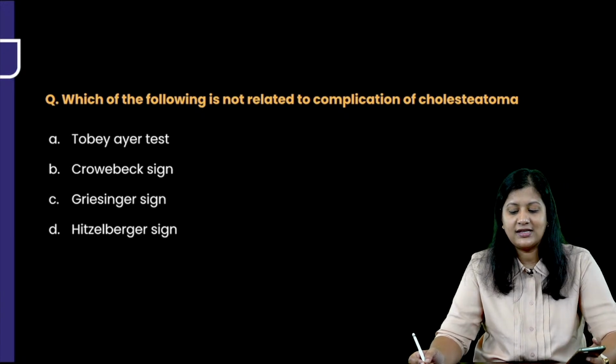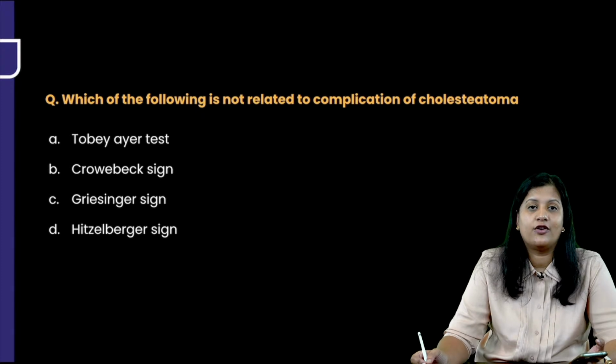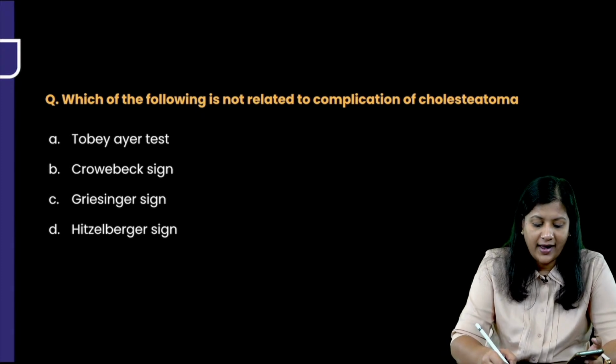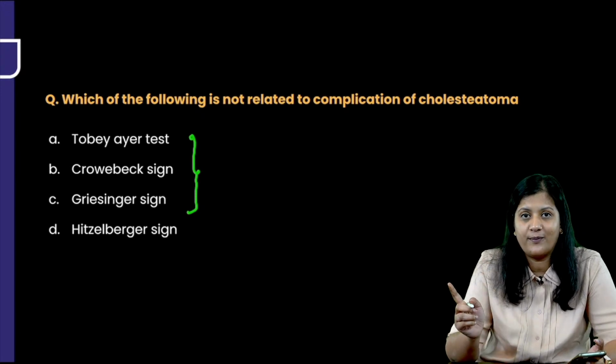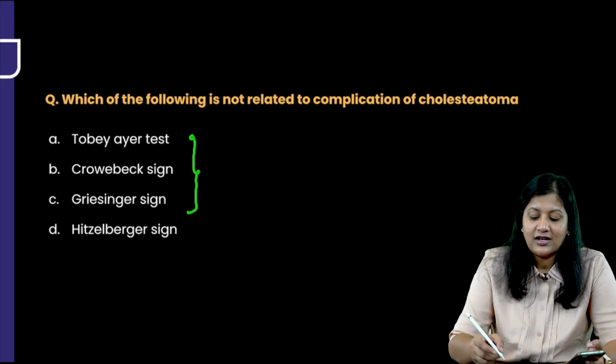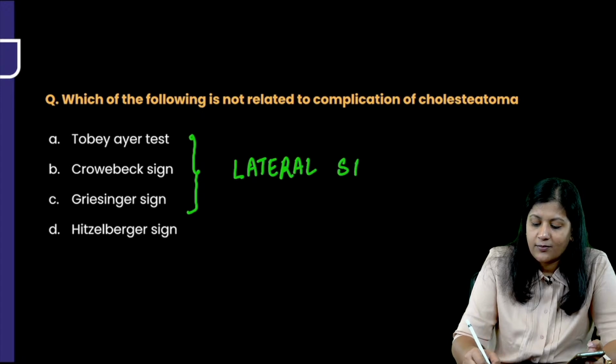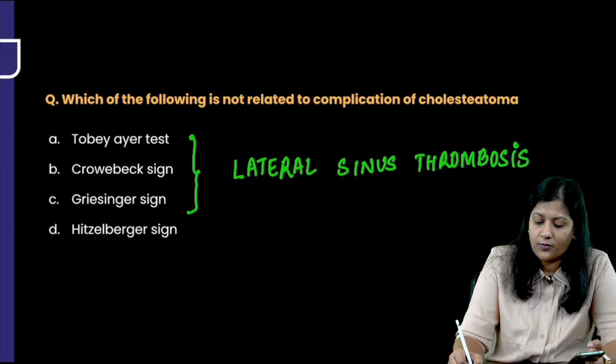Which of the following is not related to complication of cholesteatoma? Very good. So Toby-Ayers test, Krobek's test and Griesinger sign are all the signs that you see in which complication of CSOM. And I'm seeing most of you have answered it right. All these three signs are seen in lateral sinus thrombosis or sigmoid sinus thrombosis.